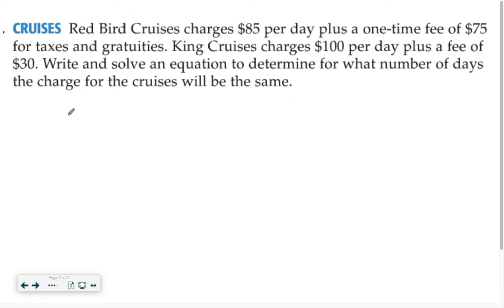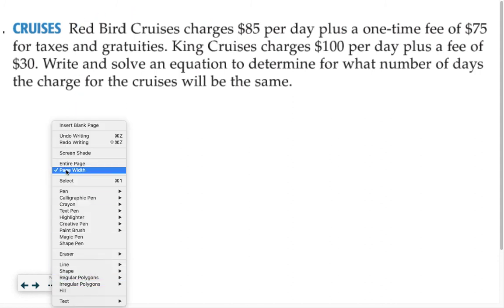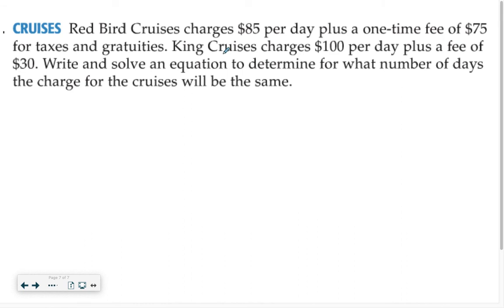Okay, so if we start with Redbird Cruises, we know that it's $85 per day plus a one-time fee of $75. So for Redbird Cruises, I would set that part of the equation up as 85. And then do we know how many days? No, that's what we're trying to solve. So I'm going to use a variable, 85x plus, and then we have a one-time fee of $75. We want to know when that's going to be equal to the cost of King Cruises. So this was the Redbird.